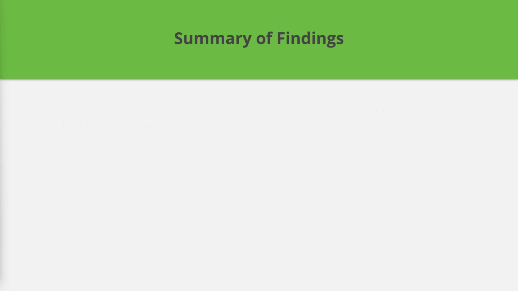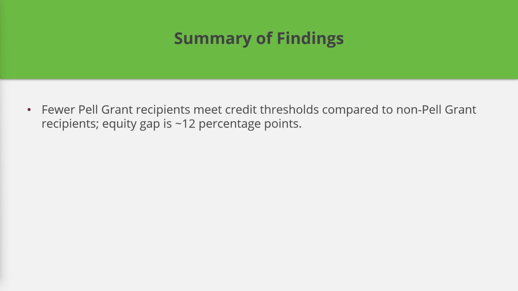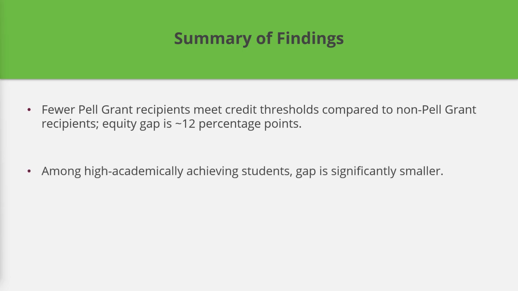We found that fewer Pell Grant recipients meet the credit threshold of 15 credits earned for part-time first-year students and 30 credits earned for full-time first-year students compared to non-Pell Grant recipients. While the gap changed over the cohorts reported, it was approximately 12 percentage points. However, among high academically achieving students, the equity gap was significantly smaller.